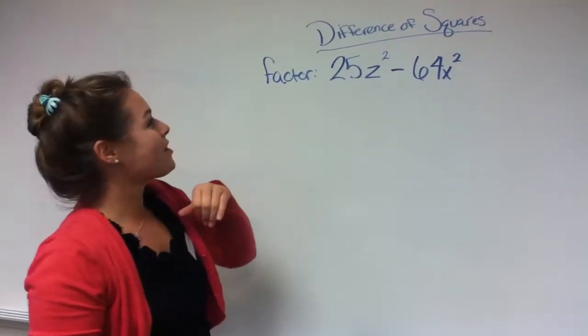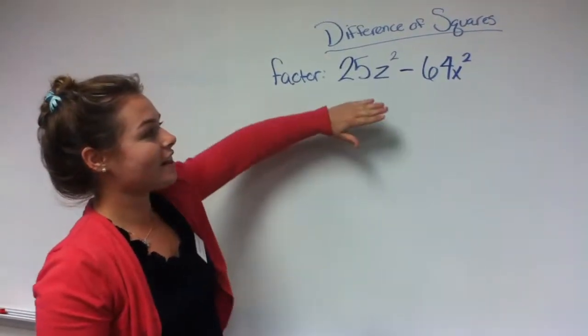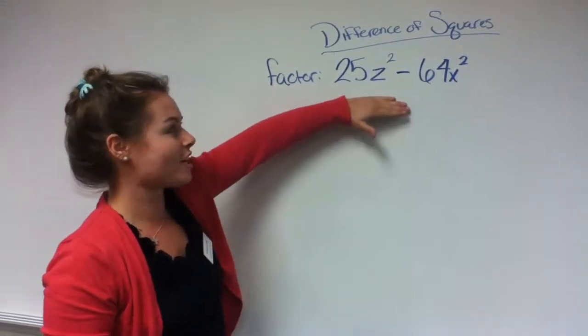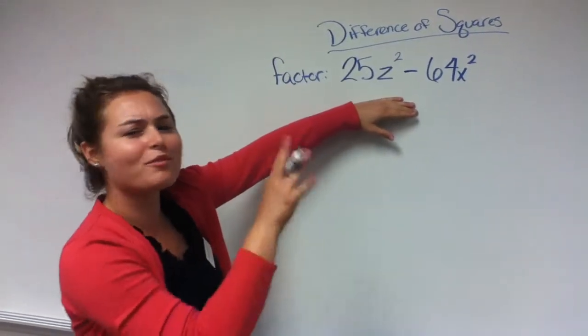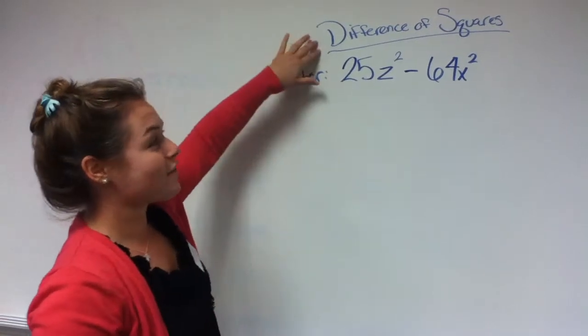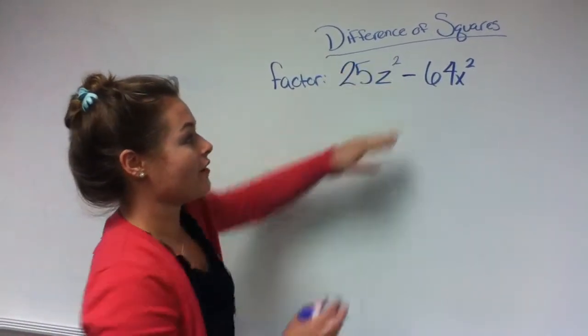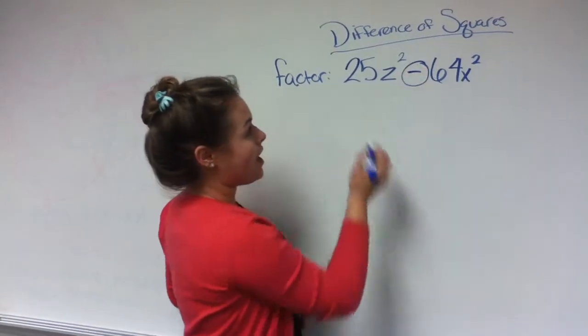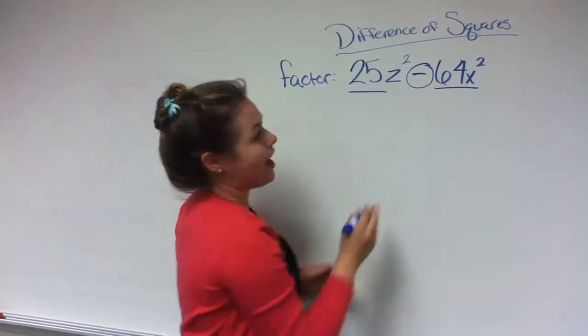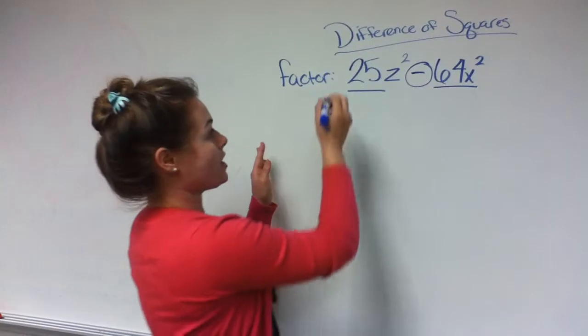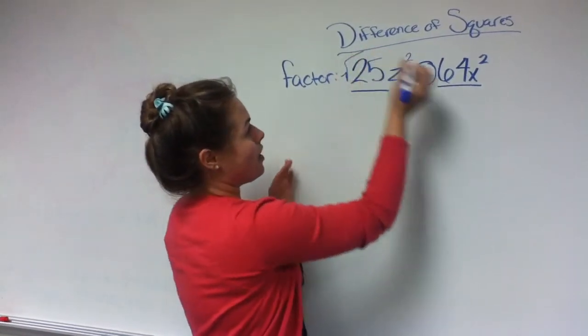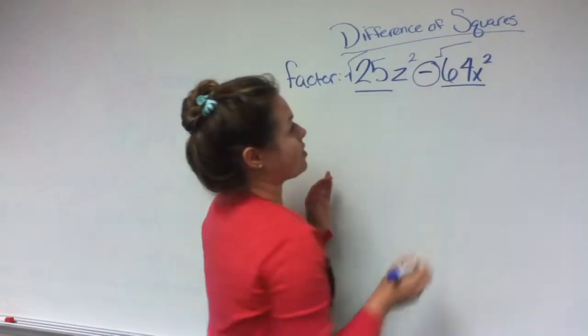Hello! Today we're going to be factoring, and this expression is a special, beautiful and special case. It is the difference of squares, which means in order to have a difference of squares, you have to have a subtraction in the middle, and the first term and the second term have to be perfect squares, which means you can take the square root of both the first and the second term.